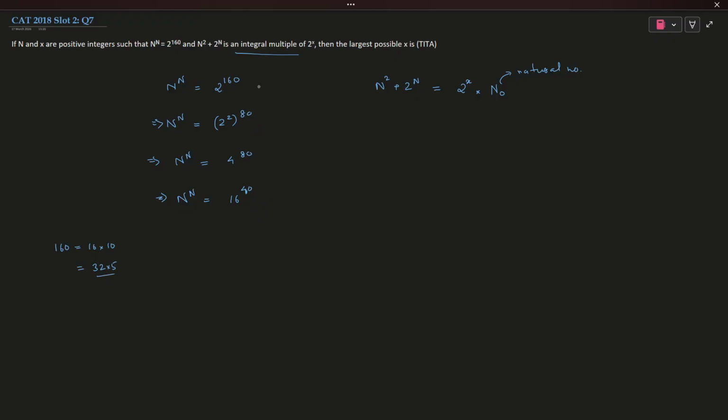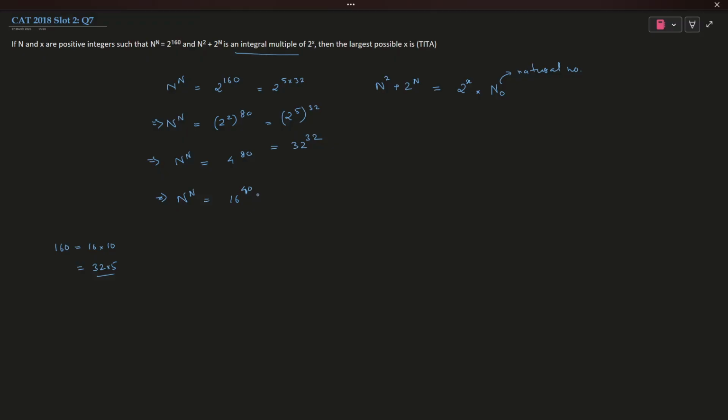So this can be written as 2 to the power of 5 into 32. Yeah guys, yes, we have figured it out. So this can be written as 2 to the power of 5 multiplied by 32. So 32 to the power of 32.